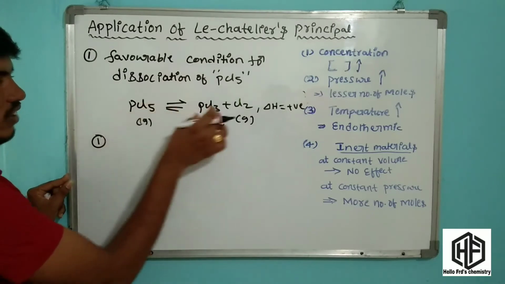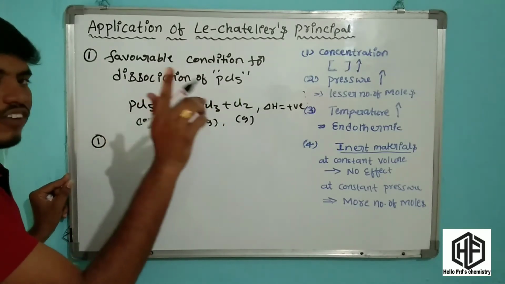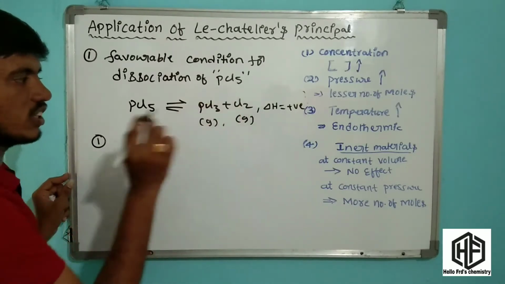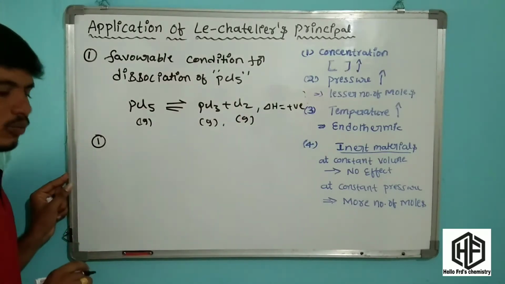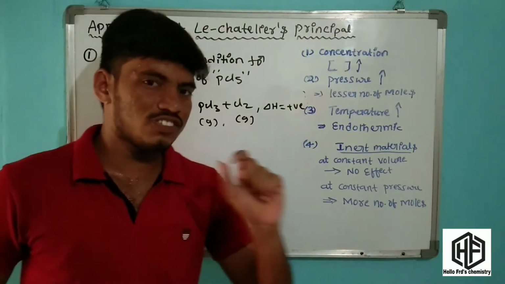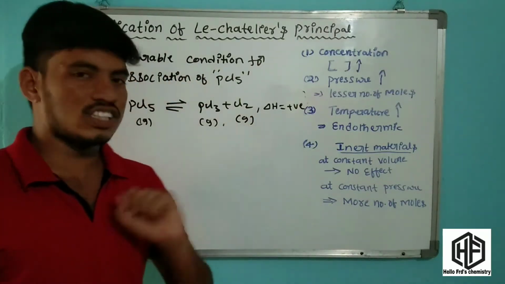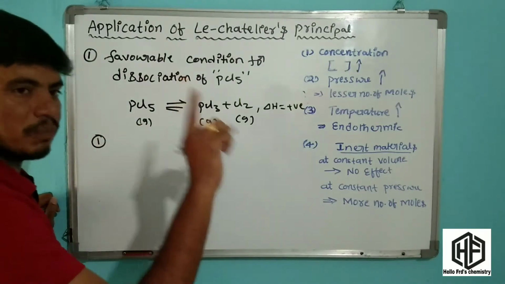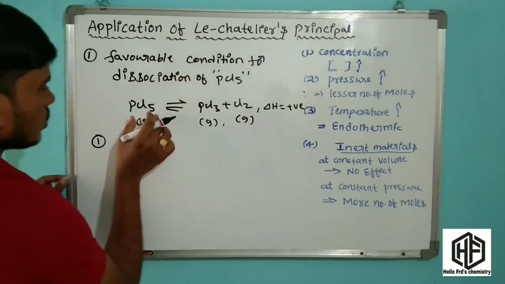Addition of PCl5 is one favorable condition, and removal of PCl3 and Cl2 is another favorable condition. But what is the favorable condition for temperature and pressure in this reaction, friends? I am talking about the favorable condition for the pressure and temperature.